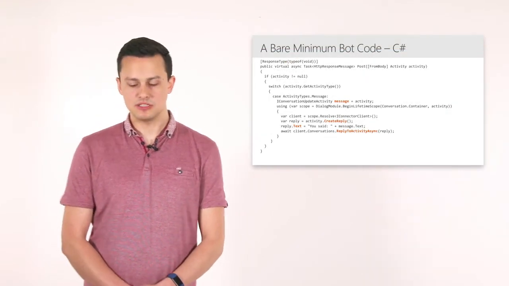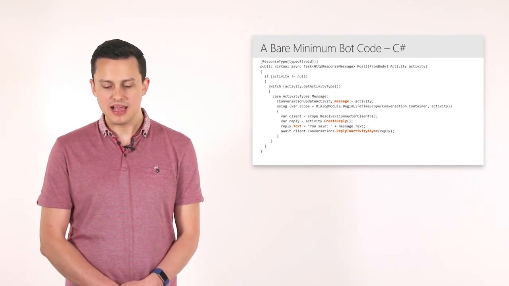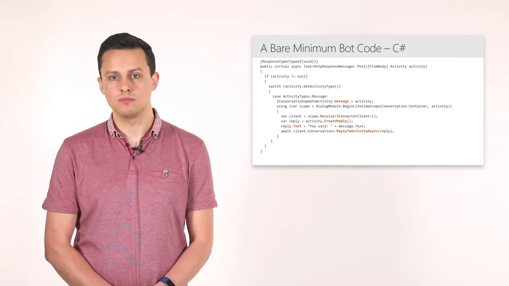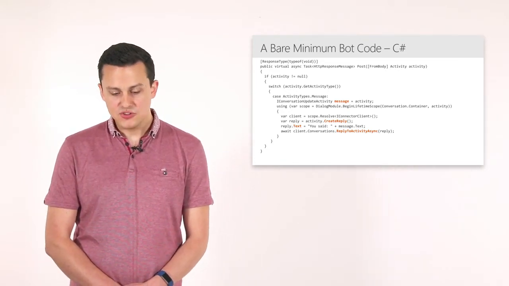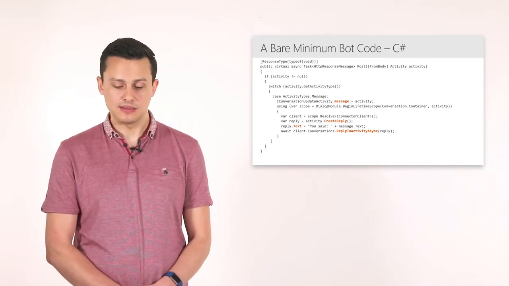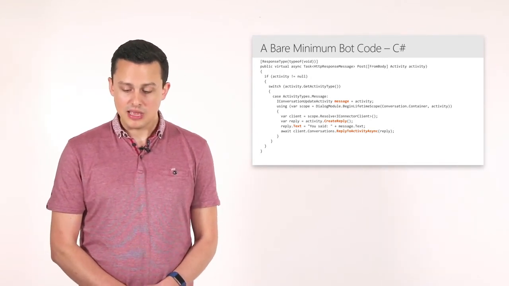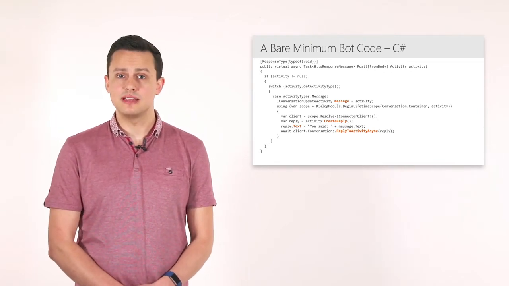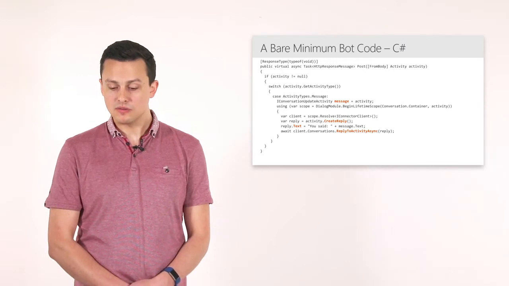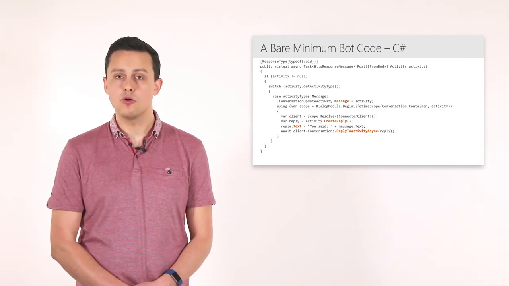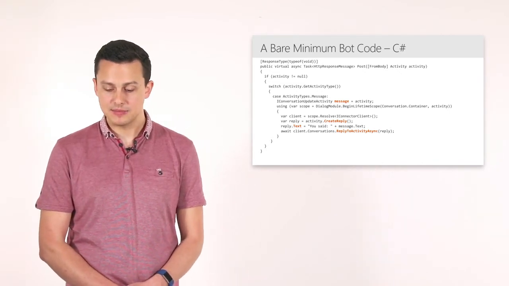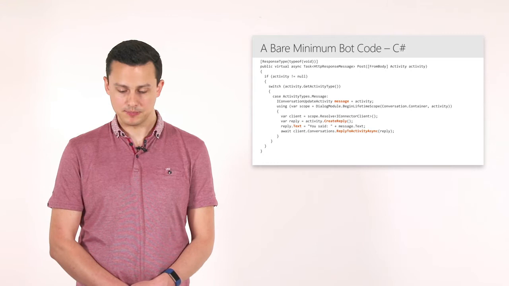So let's actually have a look at some code now. Let's see how easy it is to build a simple bot using the bot framework. And as you can see, all of the code that we need actually fits on a single slide. If you've built with Microsoft .NET and the Web API framework before, a lot of this will look very familiar. All we're doing is building an endpoint in Web API that accepts a message of type activity.